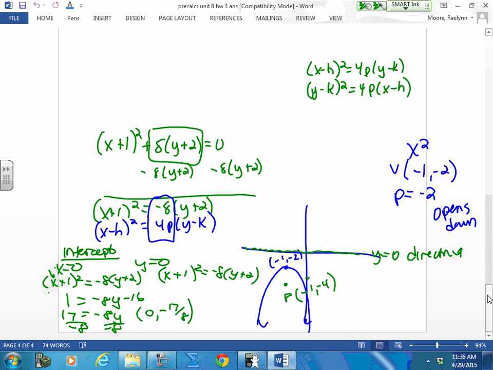Do I have to redo my sketch? No, I'm in the ballpark. Then I do this one. I substitute in my y is 0. Forgot what I was doing. So 2 times -8 is -16.